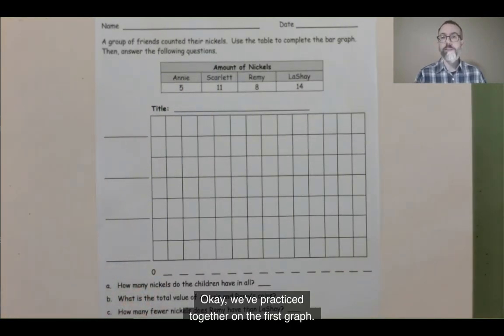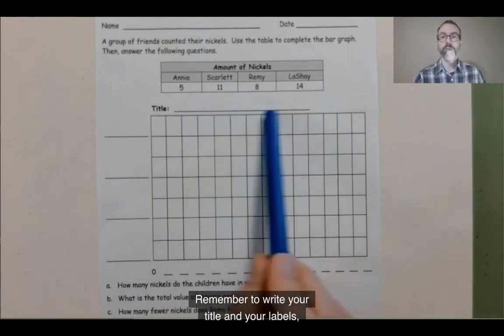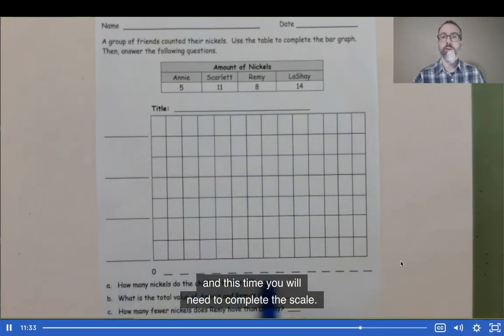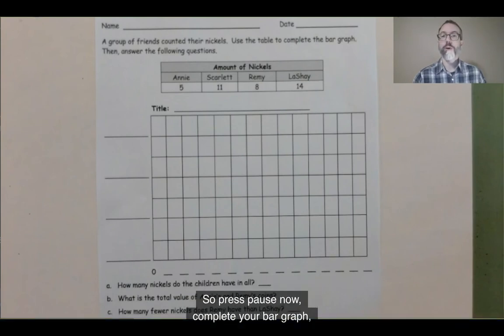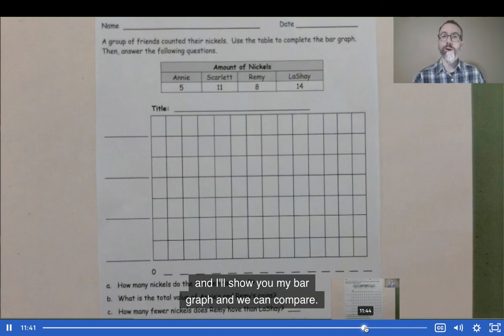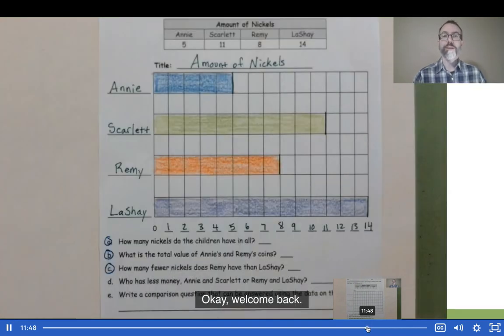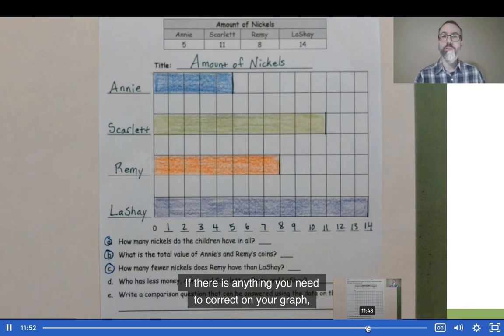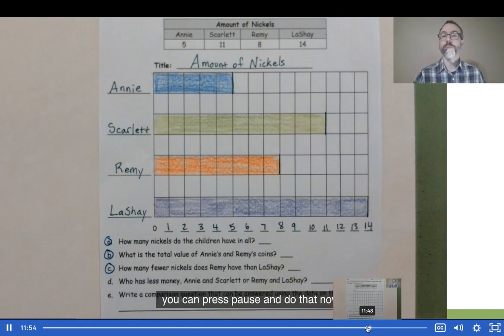Okay, we've practiced together on the first graph. I want you to complete this graph on your own. Remember to write your title and your labels, and this time you will need to complete the scale. Then complete the bars to complete your bar graph. So press pause now, complete your bar graph, then press play, and I'll show you my bar graph and we can compare. So go ahead and compare your bar graph with mine. If there is anything you need to correct on your graph, you can press pause and do that now.